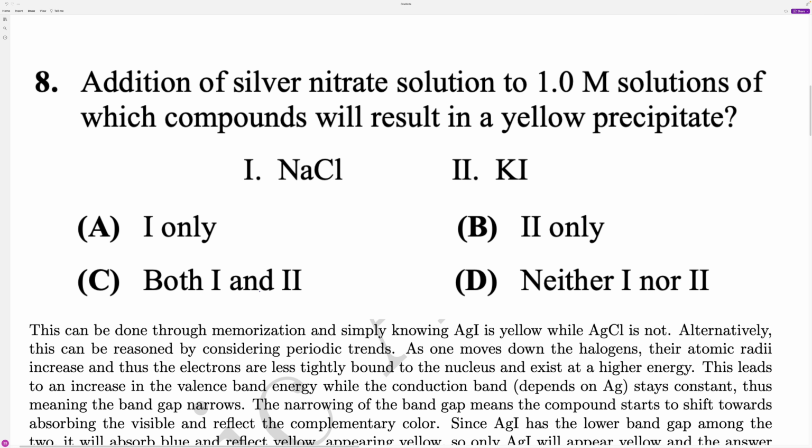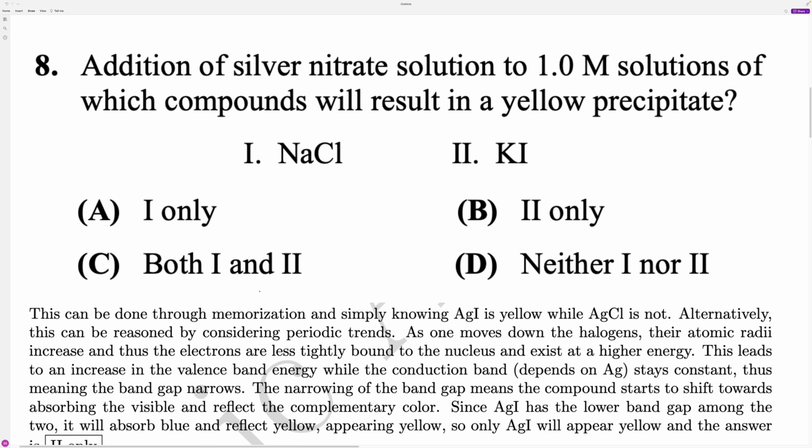Now for question number 8, this is much easier to do through memorization if you have the colors of some common compounds memorized from your lab experience, or otherwise it becomes like just a 5-second question. However, I recognize that some people don't have that memorized, and you might not know how to reason it out from here, but there actually is a way to reason it out.